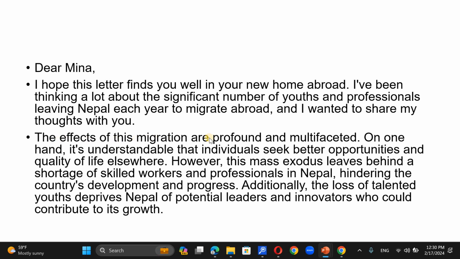The effects of this migration are profound and multifaceted. On one hand, it is understandable that individuals seek better opportunities and quality of life elsewhere. However, this mass exodus, mass movement migration, leaves behind a shortage of skilled workers and professionals in Nepal, hindering the country's development. Okay, hindering means stopping, obstructing progress. Additionally, the loss of talented youths deprives Nepal of potential leaders and innovators who could contribute to this growth. So you can write in your own words.